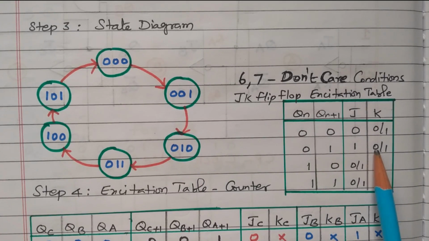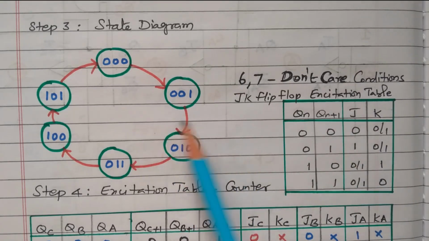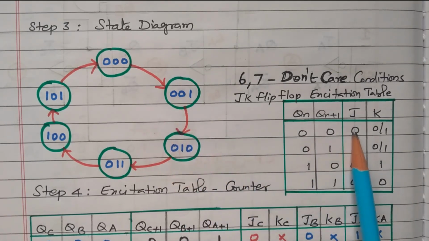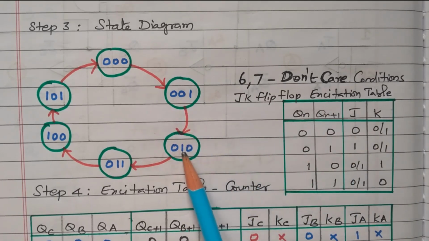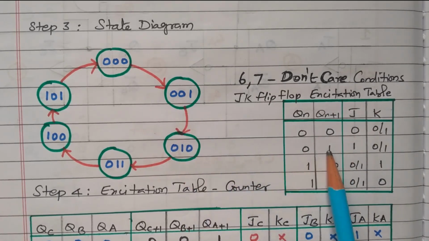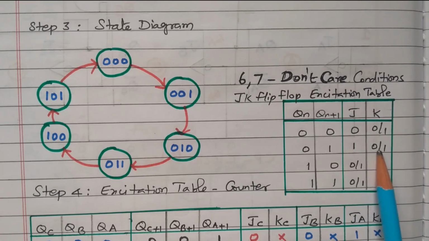So this is the next step, the excitation table of the counter. By referring to this state diagram and the excitation table, we can frame the excitation table of the counter. Here 0 to 0 means 0 and X. Here 0 to 1, changed from 0 to 1, means J is 1, K is X.